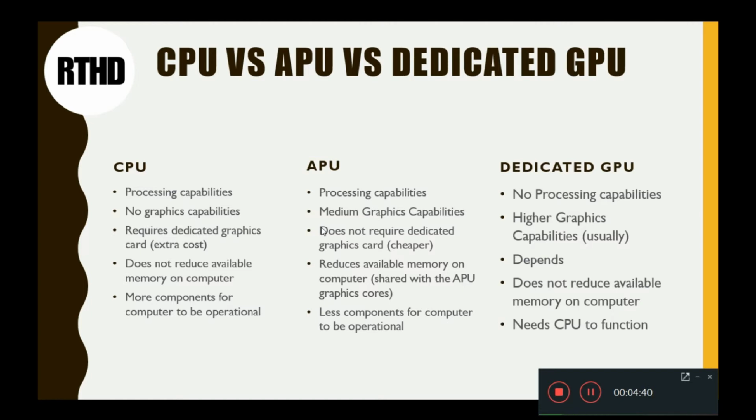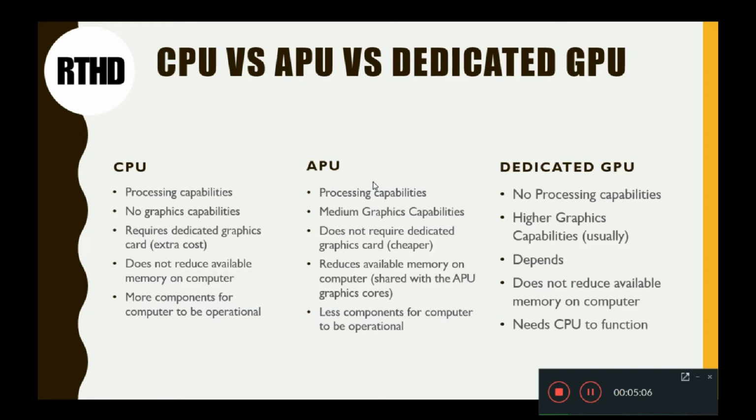Now, a CPU has no graphics capabilities, while an APU has medium-level graphics capabilities. A dedicated GPU, usually if it is newer or built around the same time as an APU, will usually have the highest level of graphics capabilities. It will be a little bit better when it comes to gaming and so forth. So that's why I added that in there.